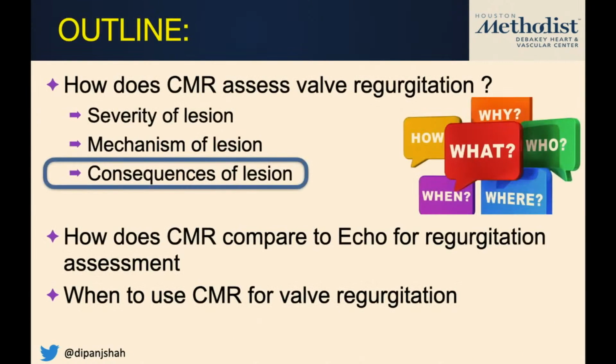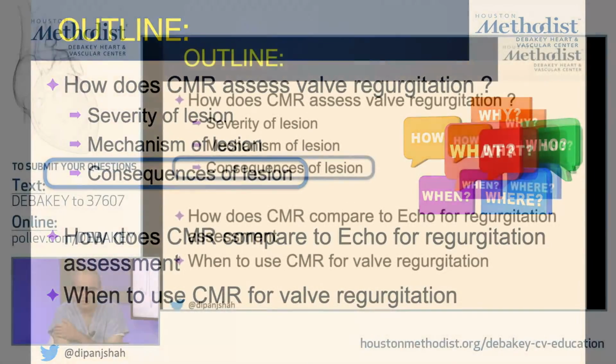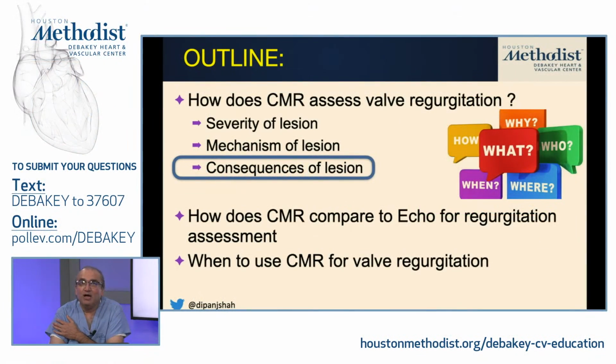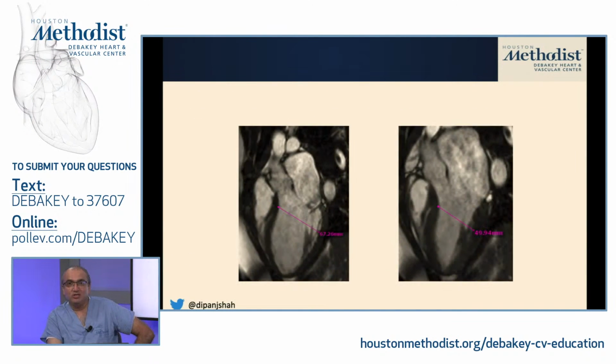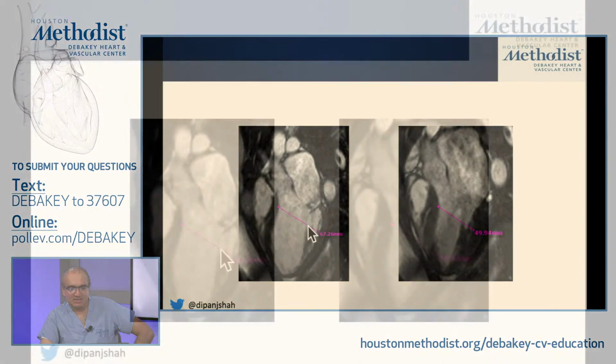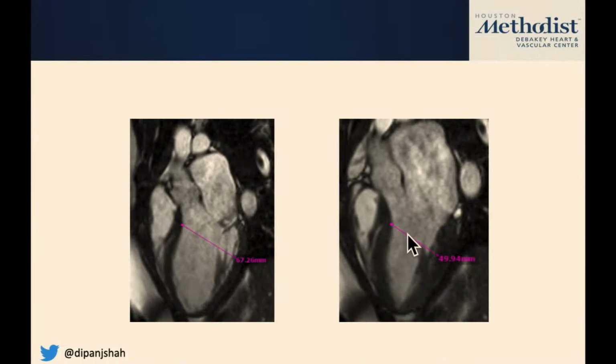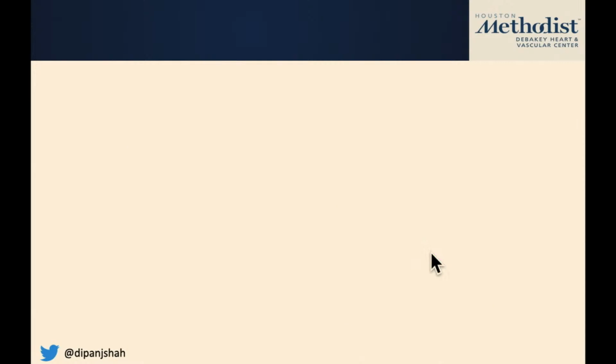So last, let's wrap up this section on initial assessment of valve regurgitation with talking about how we look at the consequences of the lesion. So I think the standard approach has been to look at linear dimensions. So here's an example of what the left ventricular end diastolic dimension and the left ventricular end systolic dimension is for this patient of ours with mitral regurgitation.